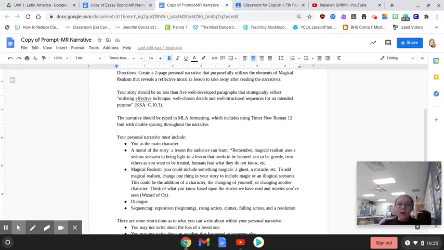You have to include elements of magical realism. This could be something extremely magical. It could be a ghost. You could use a miracle. And you only have to change one thing in your story to include the magic or the illogical scenario.